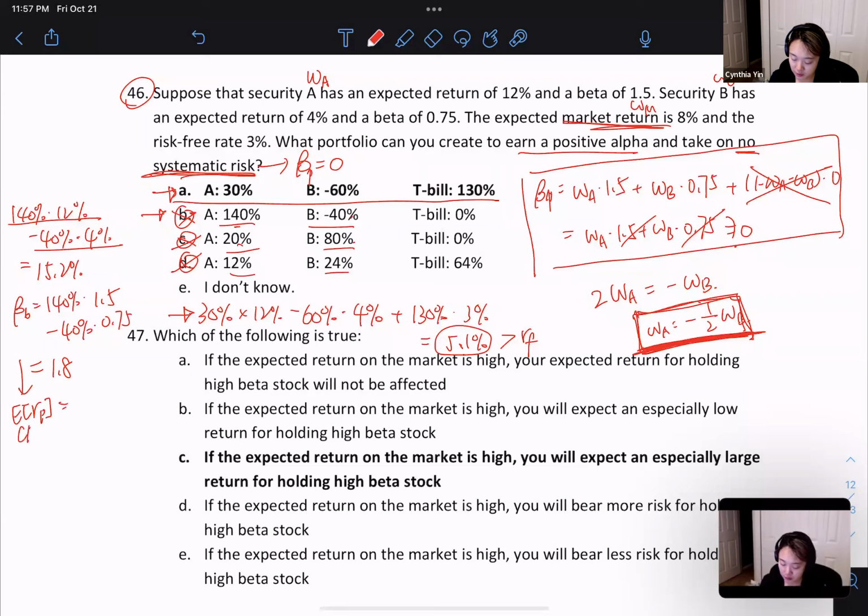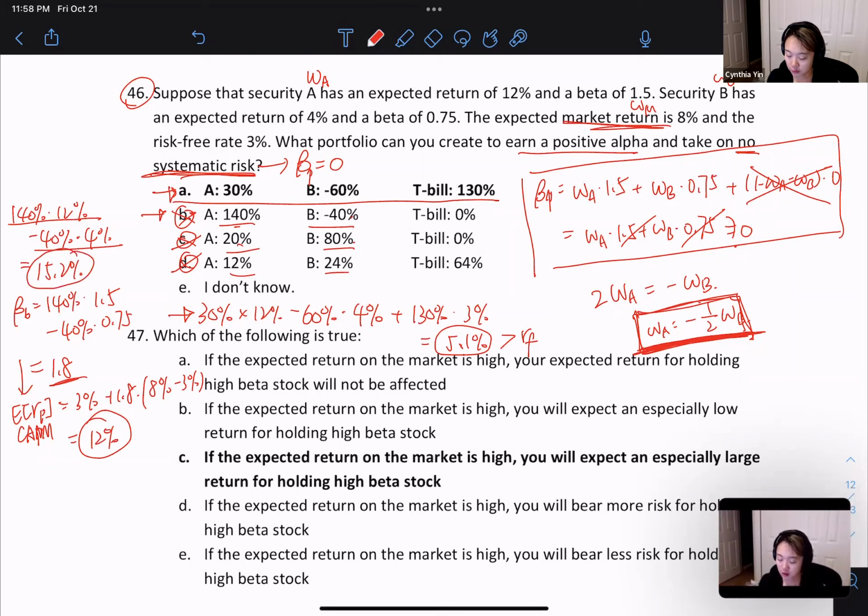This is CAPM: 3% plus 1.8 times (8% minus 3%). So this is 3% plus 1.8 times 5%. It's actually 12%. So according to CAPM, based on the beta you get, this is your expected return on the portfolio, and this 12% is the CAPM prediction.